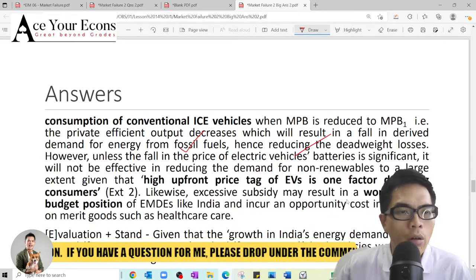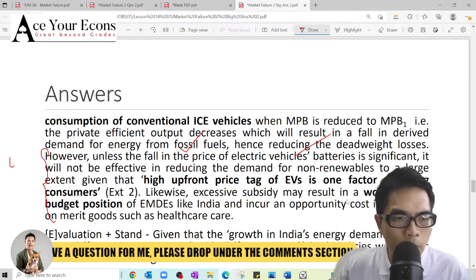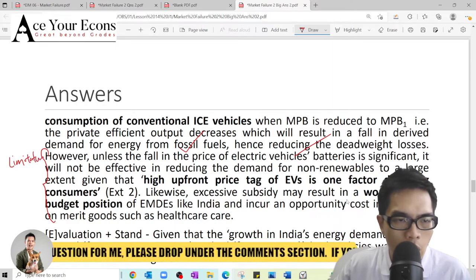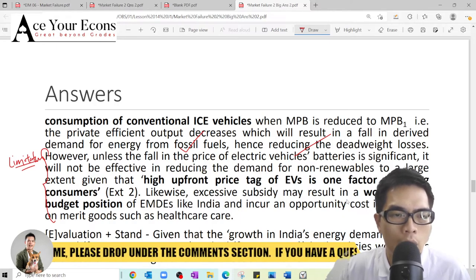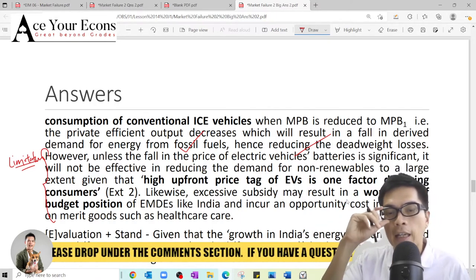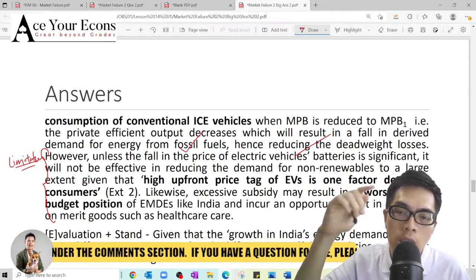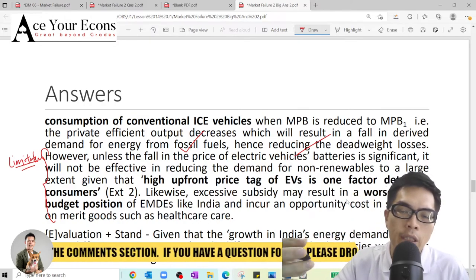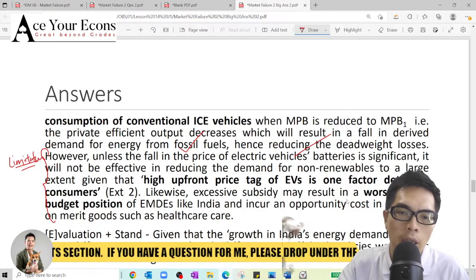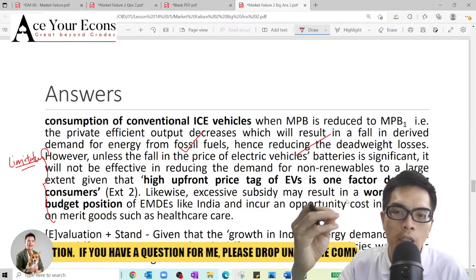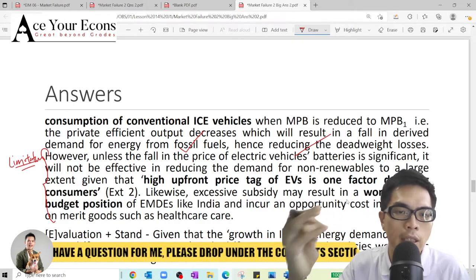Next, we will want to see how a limitation works. The limitation here is very specific. You will want to talk about the high price tag of EVs. We realize that EVs like Tesla, for instance, are priced exceedingly high. So if we want to provide a subsidy, it has to be a significant amount of subsidy. If not, we cannot effectively encourage consumers to acquire EVs. So this is the limitation.